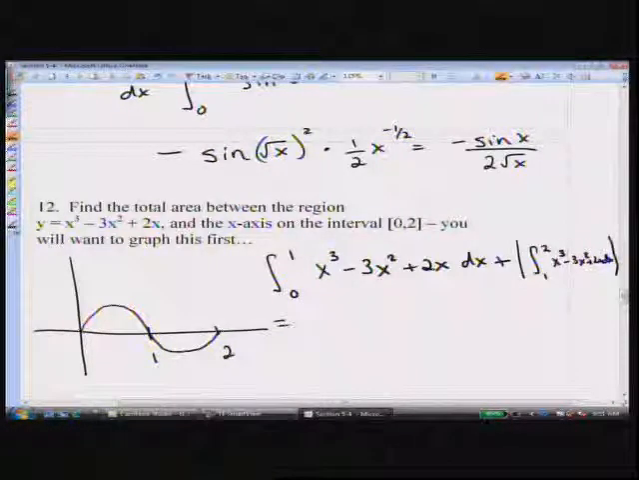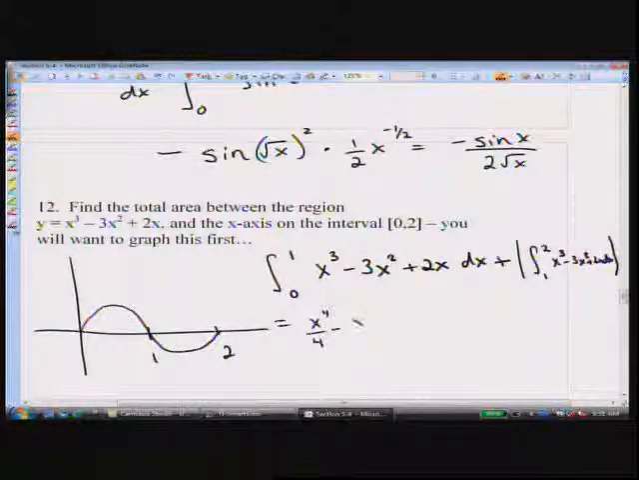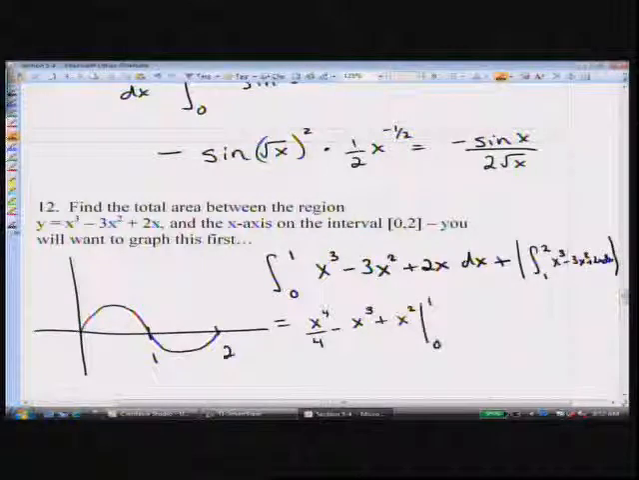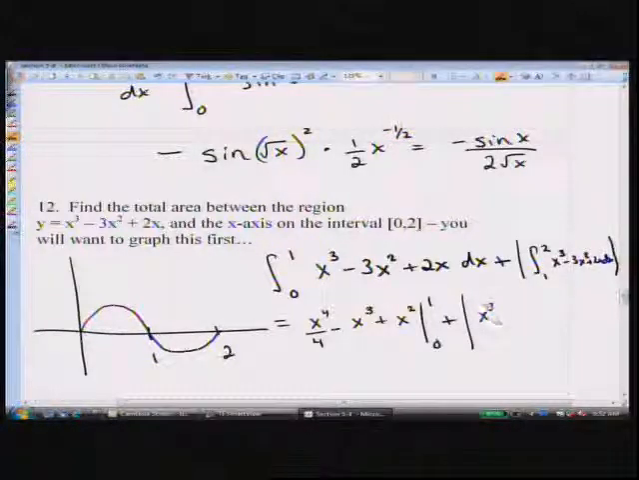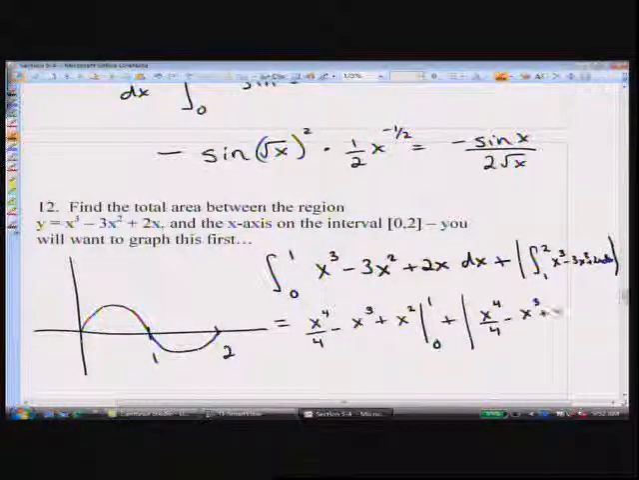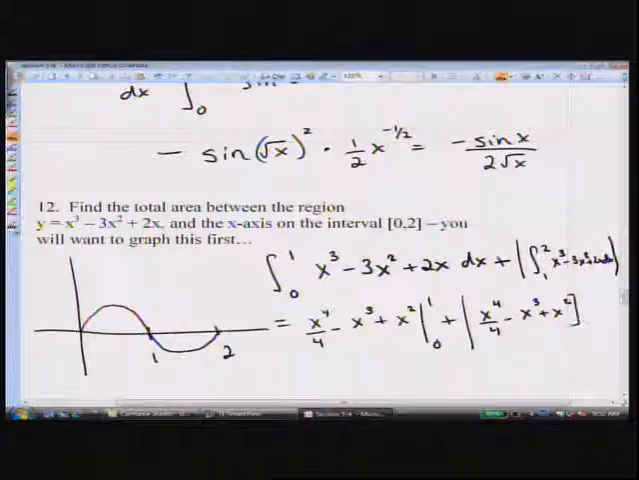Okay, so what's our antiderivative? Well, this is going to be x to the 4th over 4 minus x to the 3rd over 3, but it's 3 times that, so it's just x cubed, plus x squared over 2, which is just going to be x squared, and you're going to evaluate that from 0 to 1. Then you're going to add to that the absolute value of the same antiderivative, so x to the 4th over 4 minus x cubed plus x squared, evaluated from 1 to 2.